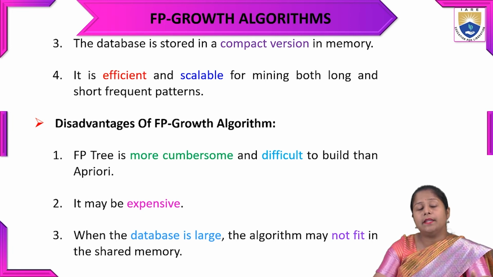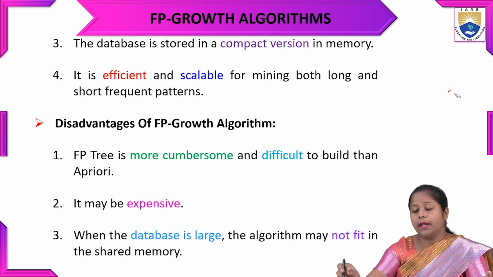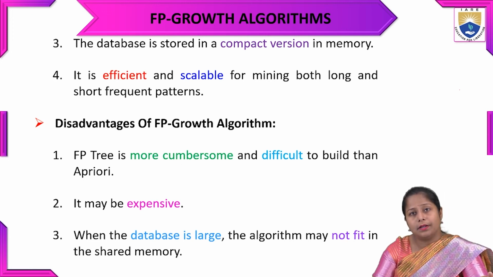If suppose A has been saved one time, so in memory that will be saved. How many times has it occurred? It has been counted as 3. So that is the support count related to the A data point. It is efficient and scalable for mining both long patterns and short frequent patterns.